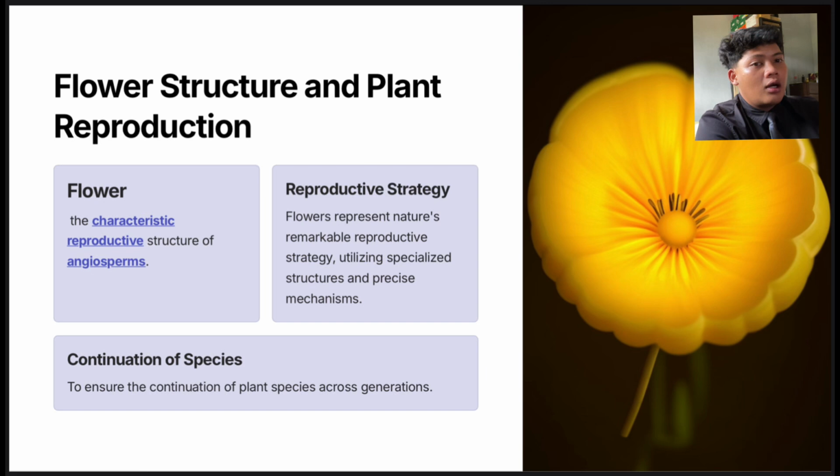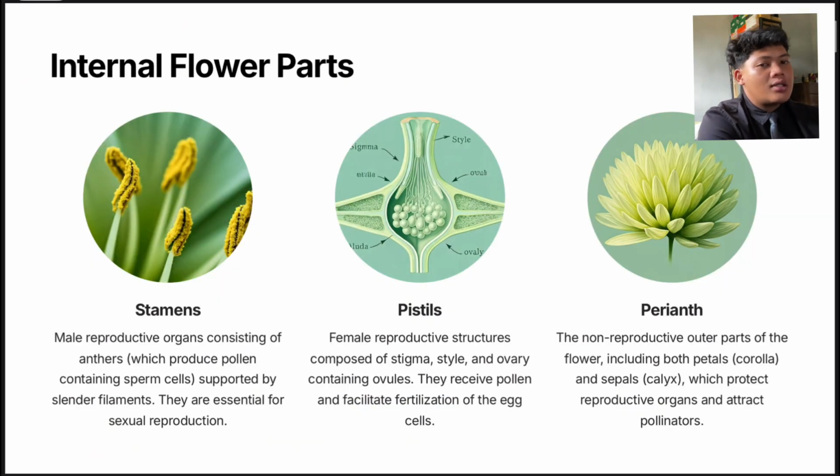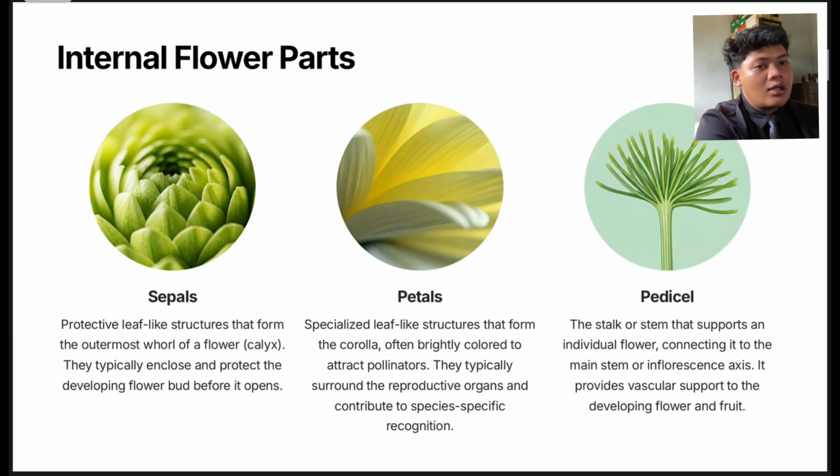Okay, now that we covered the general structure of flower and how plants reproduce, let's dive into the internal flower parts. I divided the parts into 6 categories. The first one is the stamens, the male reproductive organs responsible for producing the pollen, while the pistil is the female structure that receives pollen for fertilization. Additionally, the perianth, including petal and sepal, plays a crucial role in protecting the reproductive organs and attracting pollinators.